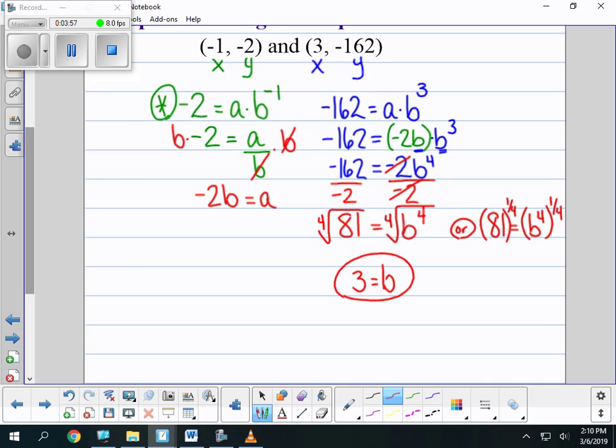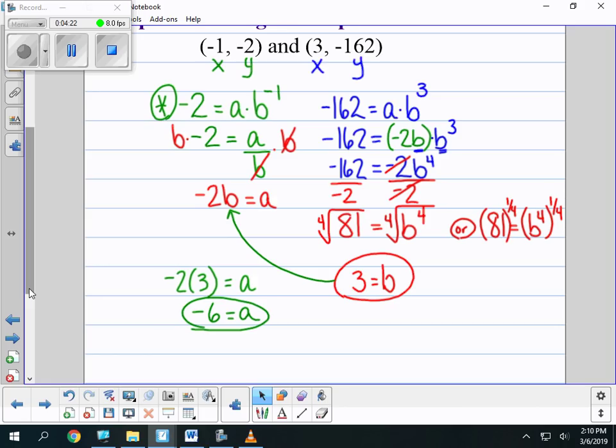I can plug it back into either one of my original equations to find out what a is. I am going to plug it into this equation because that's going to be very simple. I won't have to do any solving. And I would get -2 times 3, since I know that b is equal to 3, equals a. -2 times 3 is -6. That means a equals -6.